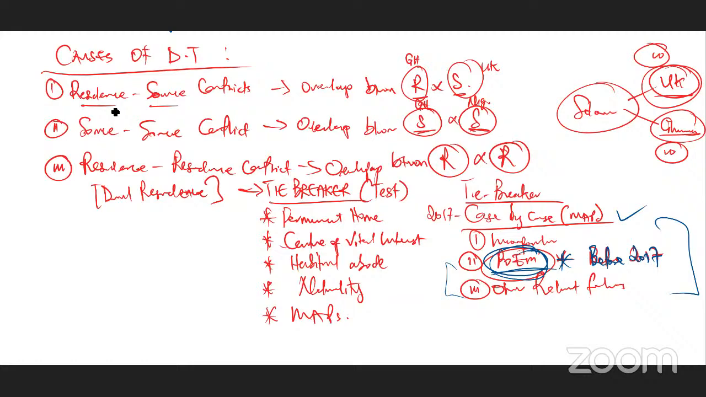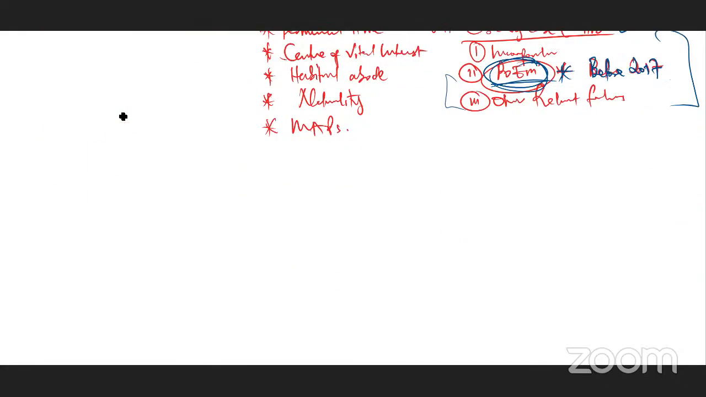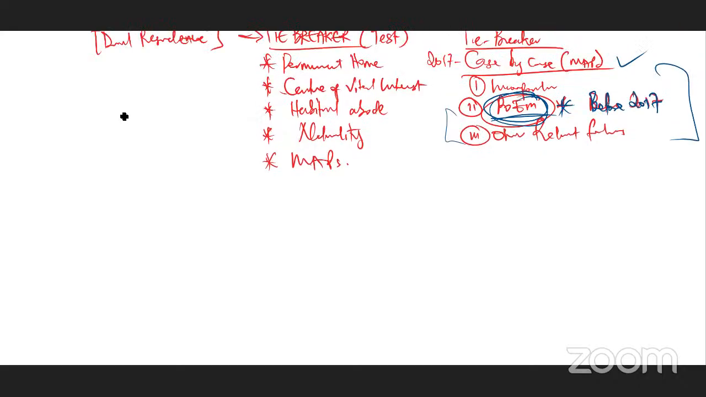So these were the causes of double taxation. We have seen double taxation, the connecting factors, the causes, right? So that was double taxation. So we know double taxation causes untold hardship.